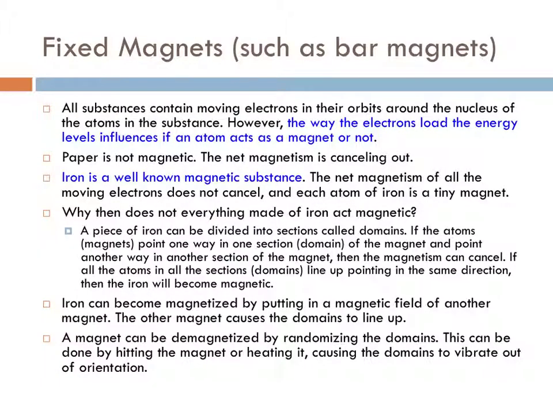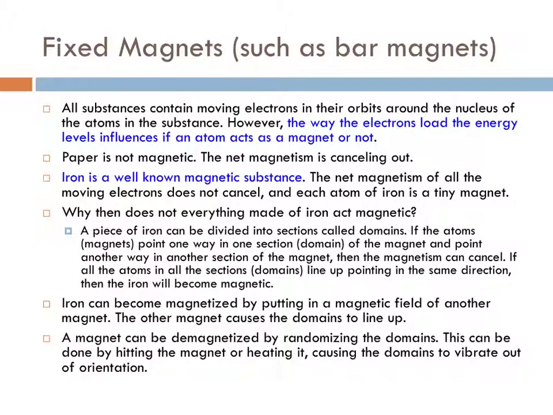Now, a little bit about where this magnetism comes from. All substances contain moving electrons in their orbits around the nucleus of the atoms in the substance. However, the way the electrons load the energy levels influences if an atom acts like a magnet or not. So we know that paper is not magnetic. The net magnetism is canceling out. Iron, however, is a well-known magnetic substance, meaning that the net magnetism of all the moving electrons does not cancel out, and each atom of iron is a tiny magnet.